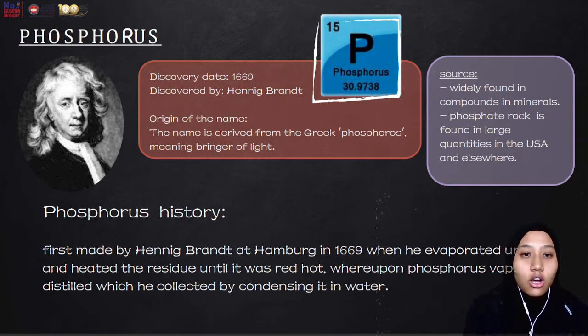The history of phosphorus: it was first made by Hennig Brand in Hamburg in 1669, where he evaporated urine and heated the residue until it was red hot, whereupon phosphorus vapor distilled, which he collected by condensing it in water.